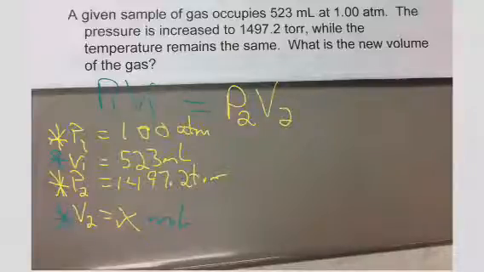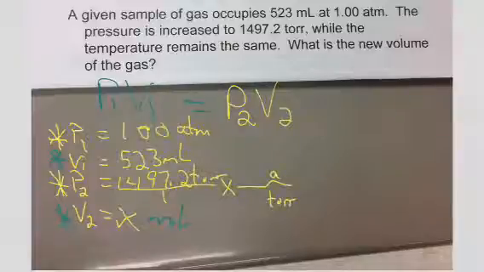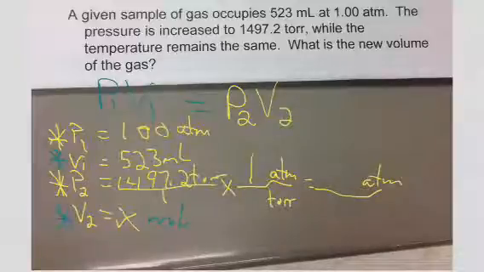So 1 ATM or 1,497.2 torr needs to go to the other, and it doesn't matter which. If we do this one, torr's on the bottom, ATM's on the top. At standard pressure, we have 1 atmosphere and 760 torr. So that's what we use to make the top equal the bottom. And then you go ahead and you divide that out.